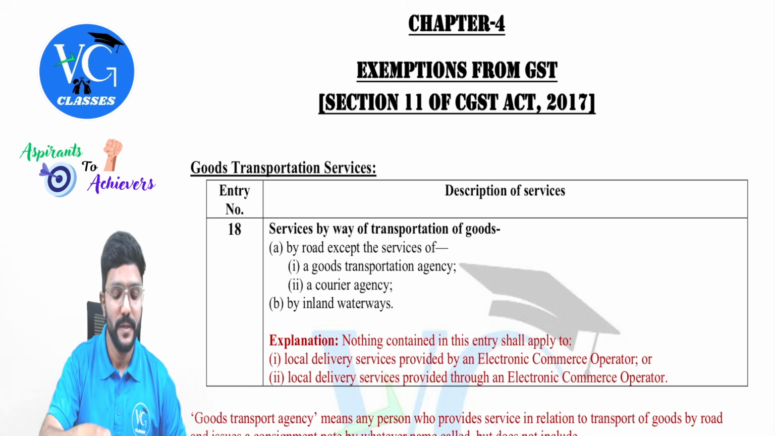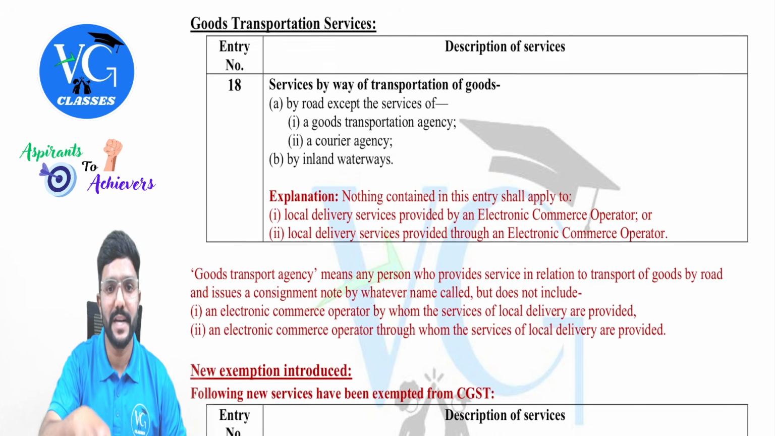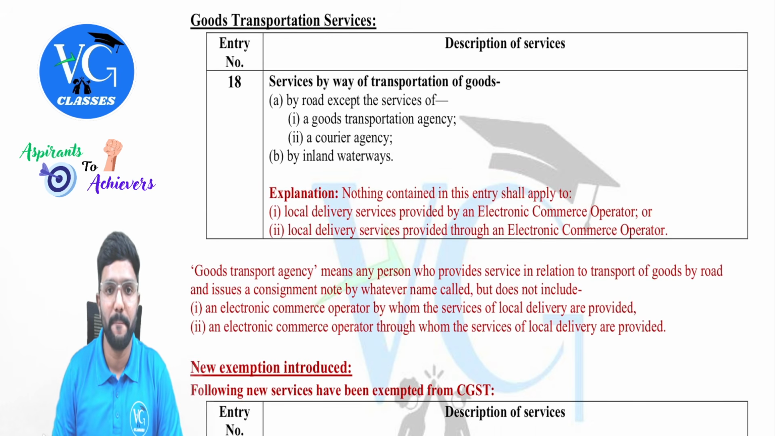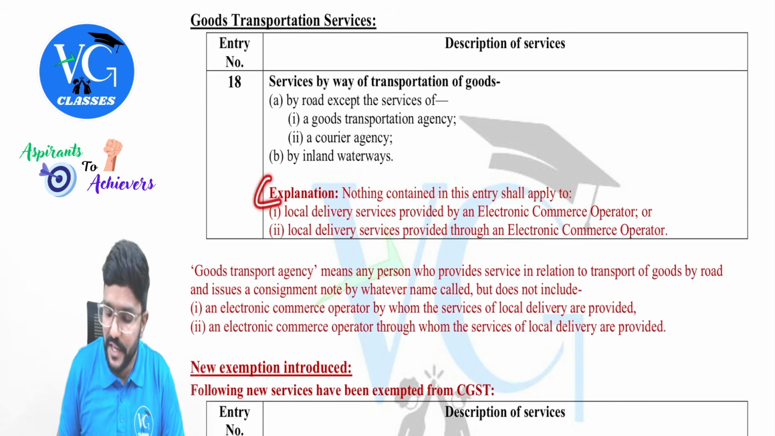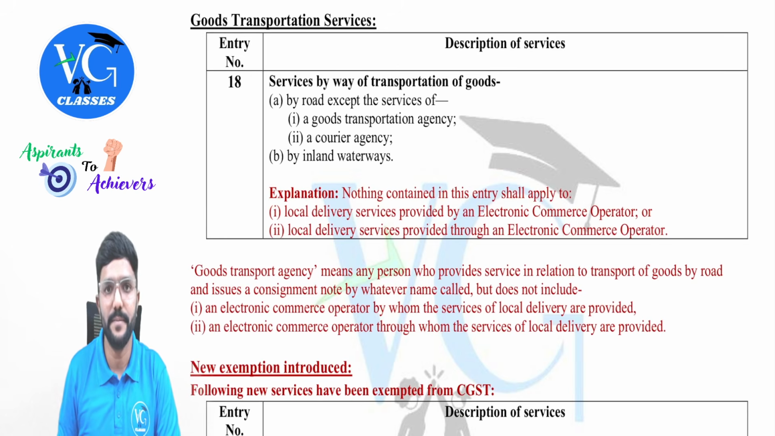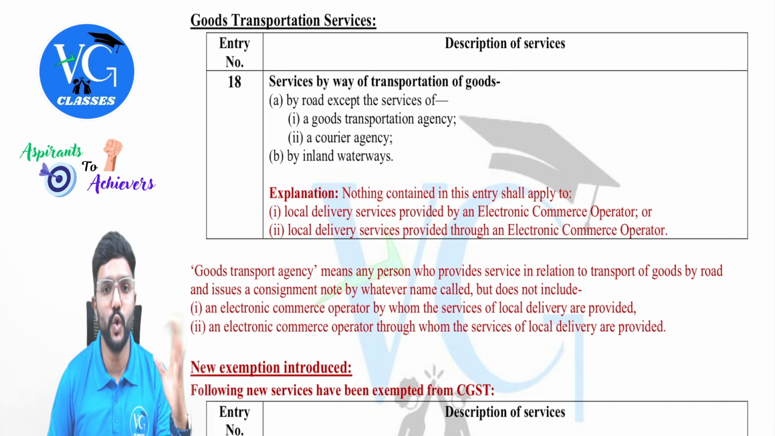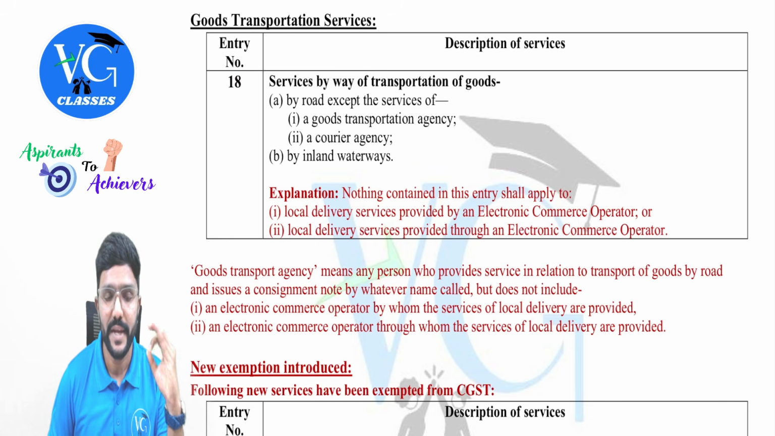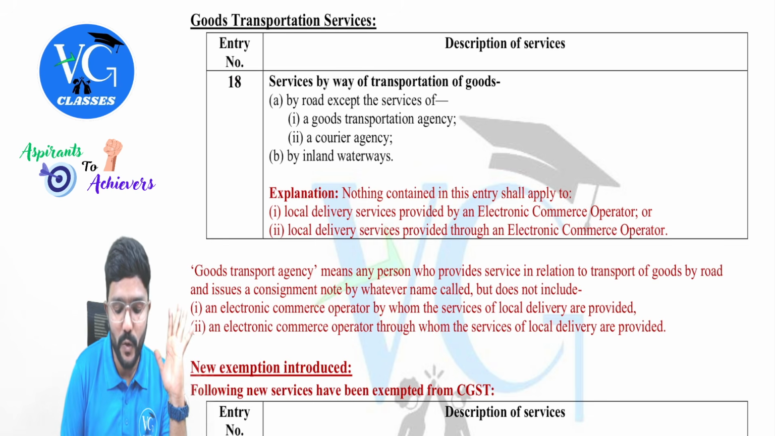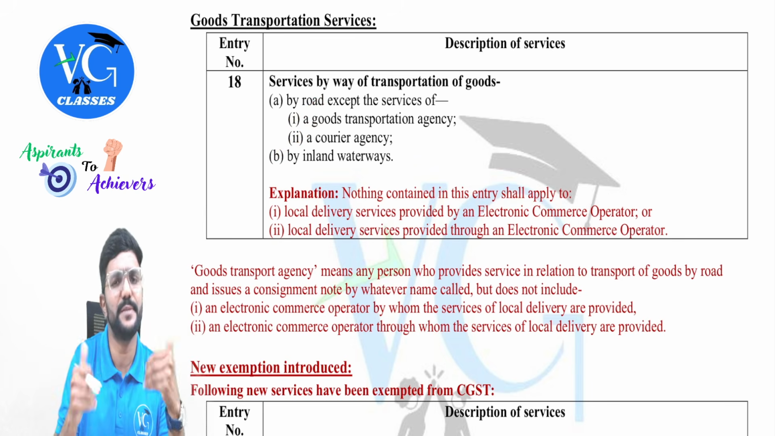Okay. So there, entry number 18, goods transportation services, which was there. Now, there is an explanation added for it. What is that? We will see. But before that, let me read the entry once. Services by way of transportation of goods by road except the services of goods transportation agency or a courier agency. So, in entry 18, the goods transportation agency and courier agency has been excluded.